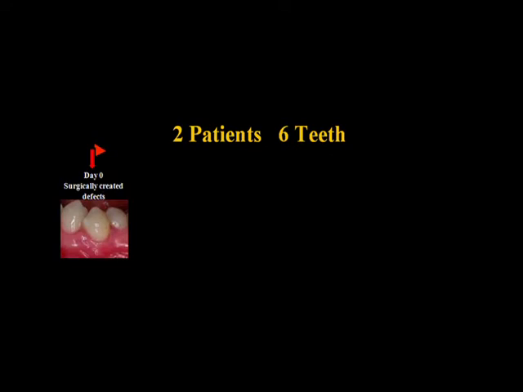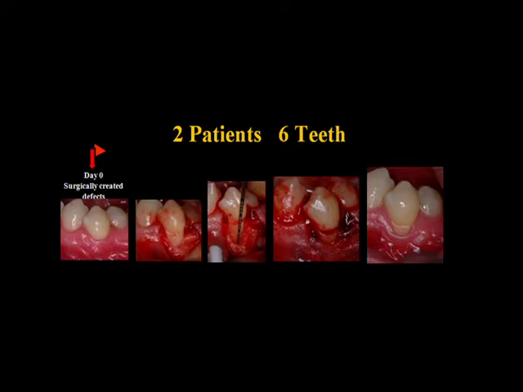So here is day 0. We're going to go in, and I'm going to create our recession defects. Now, I want to end up with 3 millimeter recession defects. And so if we're measuring from the CEJ, that means I've got to remove the bone 5 millimeters from the CEJ, because you've got to have room for that biologic width. And then I'm going to apically reposition the free gingival margin to 3 millimeters from the CEJ.